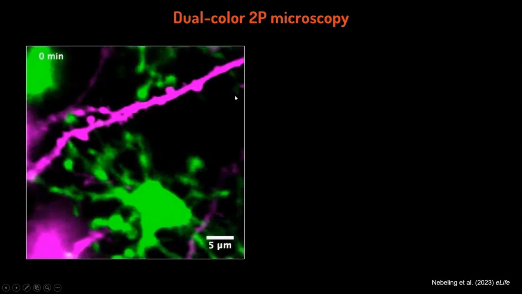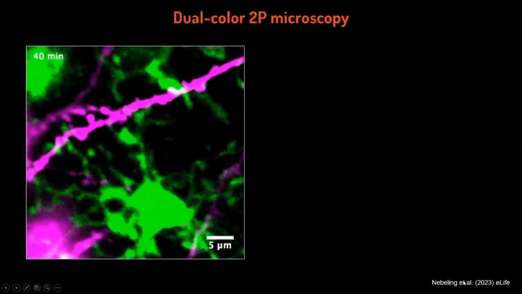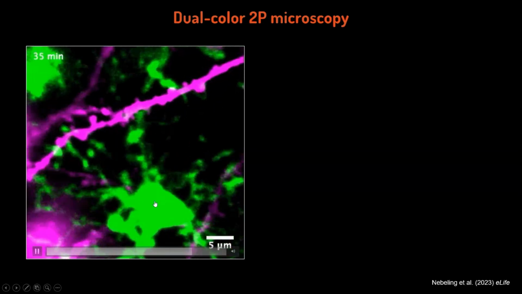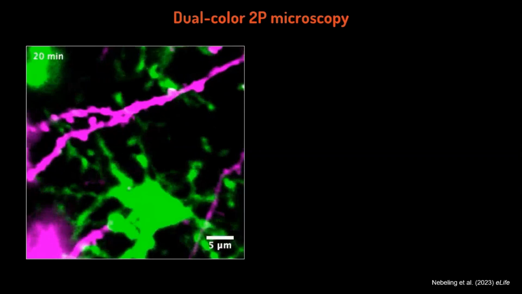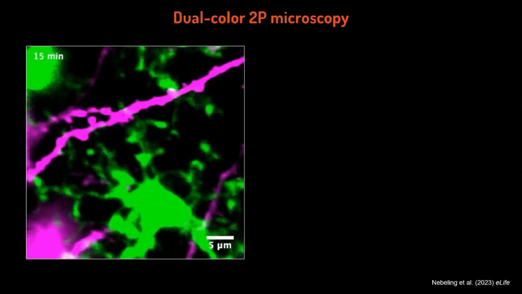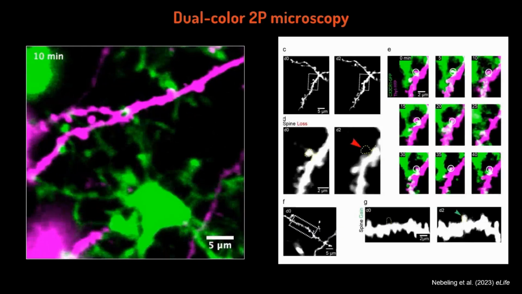Here is dual color two-photon microscopy. This is from the lab of Martin Fuhrmann in Bonn. In green he has the microglia, and in magenta he has the spines. So he can image in vivo in the hippocampus, and this is very difficult to do because he has to basically implant the objective in the hippocampus. He can analyze the dynamics of microglia in relation to the dendrites.